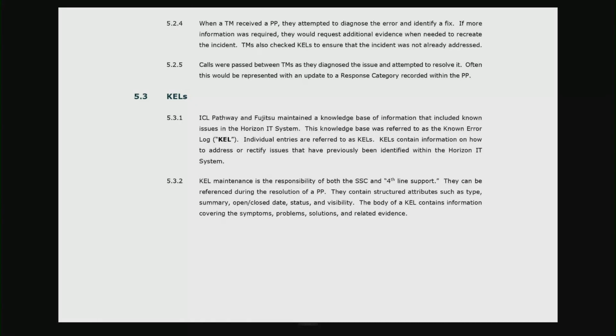They contain structured attributes, including the type, summary, the open or close date, the status of the KEL, and visibility. What does visibility mean? How broadly it's been seen by the team? By the team or by anyone other than the team? Well, everyone had access to the KEL system within ICL Pathway. They contain, in the body, information covering the symptoms, problems, solutions, and related evidence. That is correct.